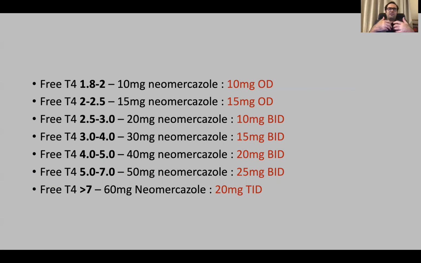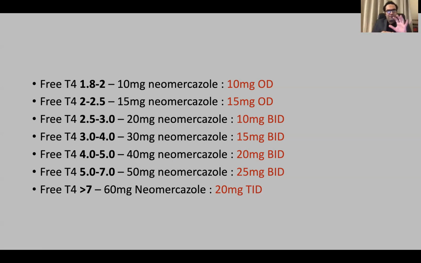And then if the free T4 is further increased from 3 to 4, then the patient will require 30 mg total, and that will be basically 15 mg in the morning and 15 mg at night. If it is further increased to 4 to 5 free T4, then obviously 40 mg or 50 mg will be needed. In our patient, it was more than 7, so 60 mg, that is 20 mg thrice daily, or you may be going to 30 mg twice daily.